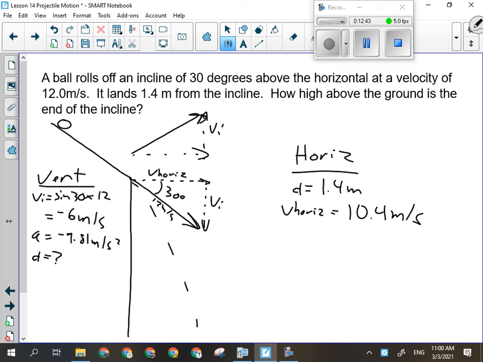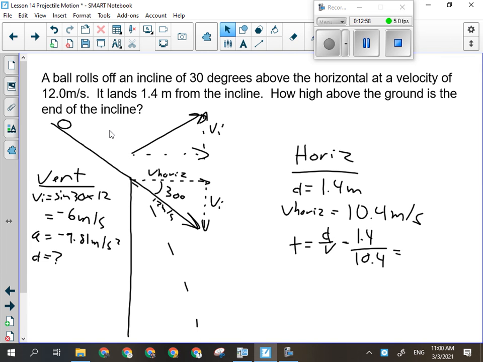Okay, and this is stuff that we've done before, right? If I can find time, I can use it on both sides. I can use it to find the other thing that I'm looking for. Right, so I'm going to find the time here. T equals D over V. Okay, so that'll be 1.4 divided by 10.4.